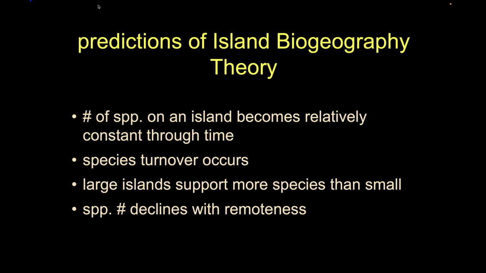Okay, so here are some of the key predictions of island biogeography theory. One, that the number of species on an island, if left to its own devices, would eventually stabilize and become constant over time. No disturbance, nothing else, just time. There might be species turnover, right? So one individual might wink out at some point, but then another individual would wink in. So there's some kind of idea of this stability going on.